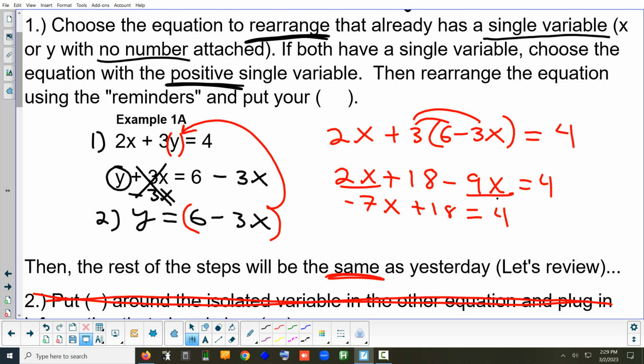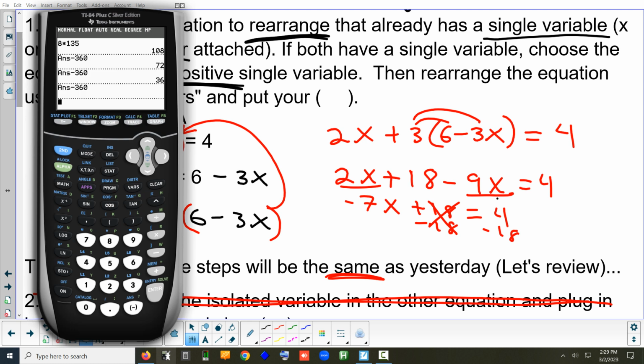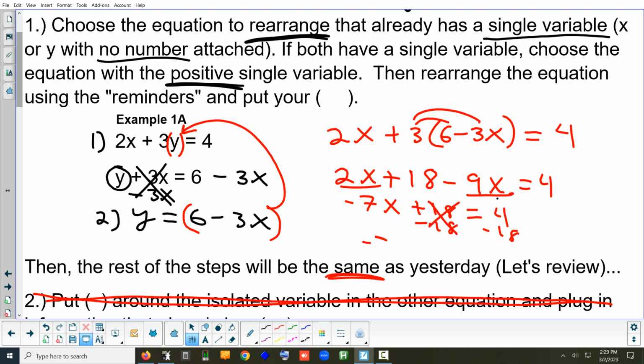Okay. What would be my next step to get negative 7x by itself? Subtract 18. I'm going to subtract the 18. Very good. Well, I can just do it. 4 minus 18 is going to be negative 14. So we have negative 7x equals negative 14.